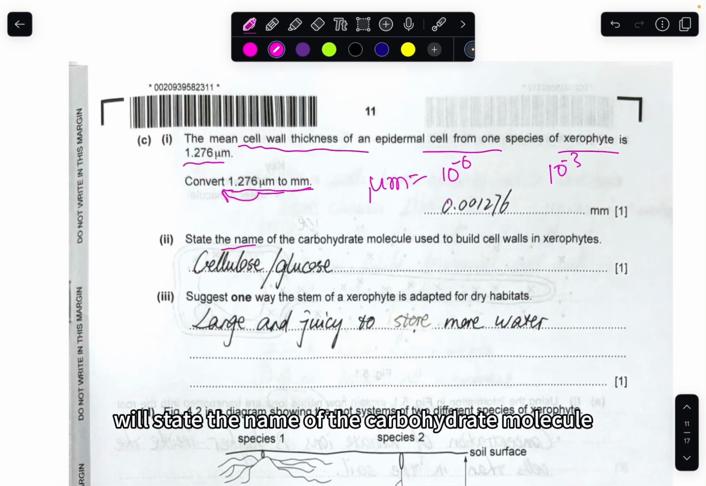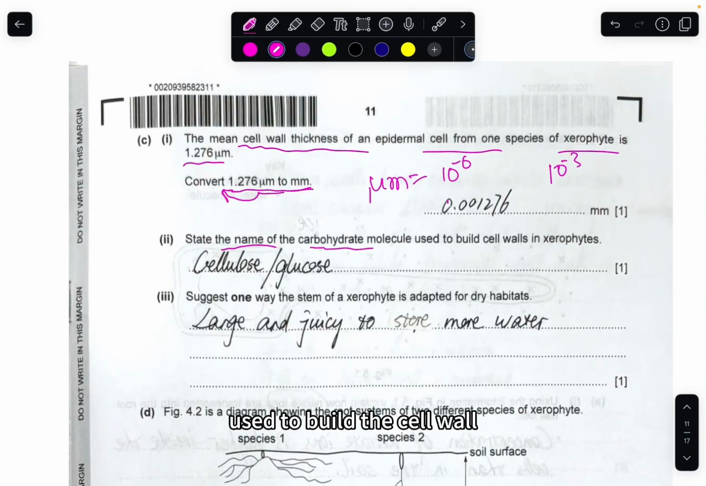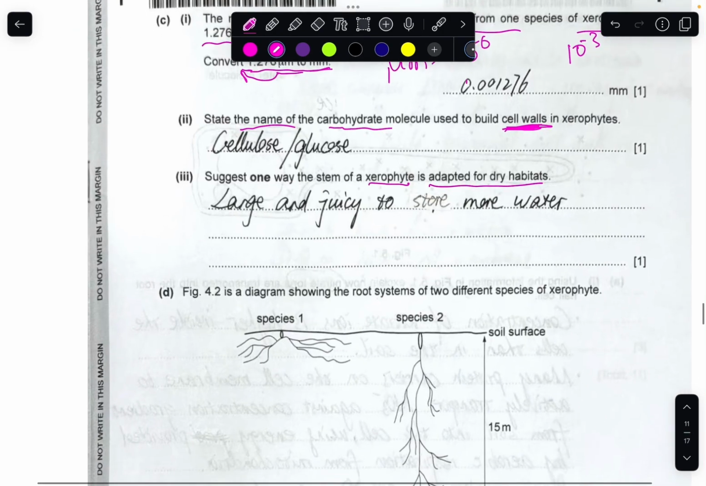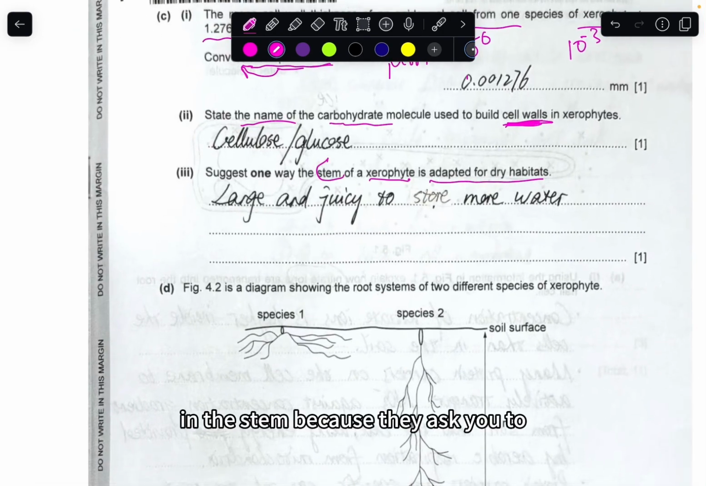The next question was, state the name of the carbohydrate molecule used to build the cell wall. We know that the cell wall in plants is made up of cellulose. It is strong and hard. Then, one way the stem of the xerophyte is adapted for dry conditions: because they need more water, they have a large, juicy stem to store water to stay alive in the dry environment. So that is the adaptation in the stem, because they ask what the stem looks like.